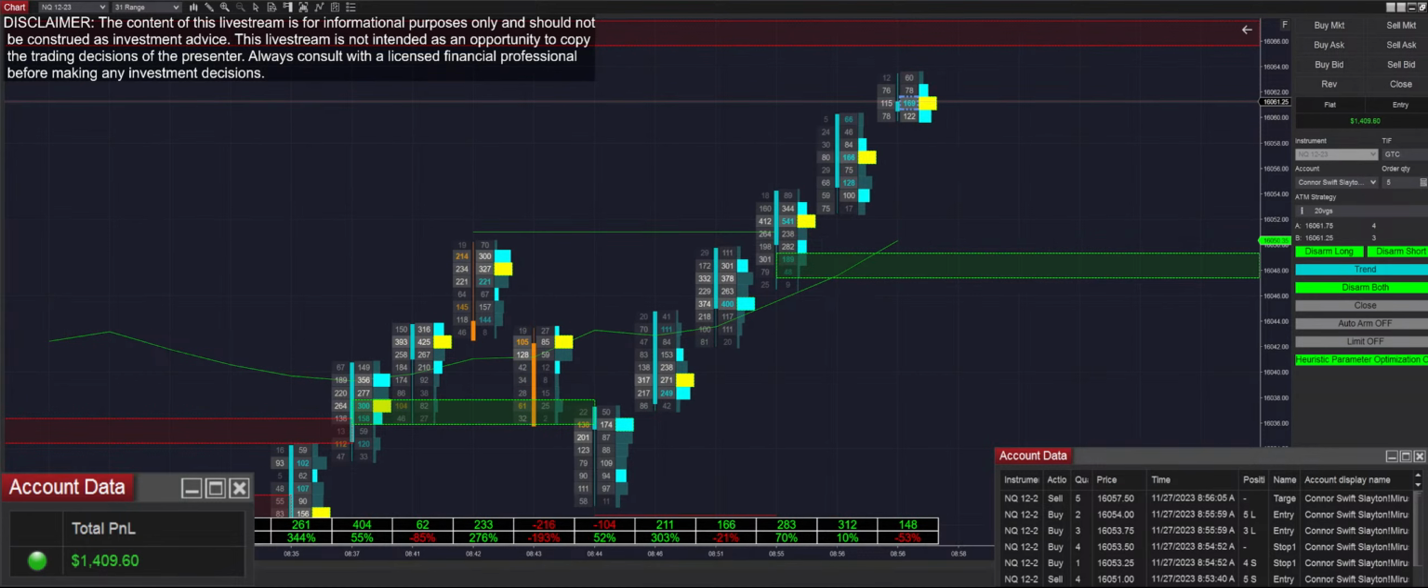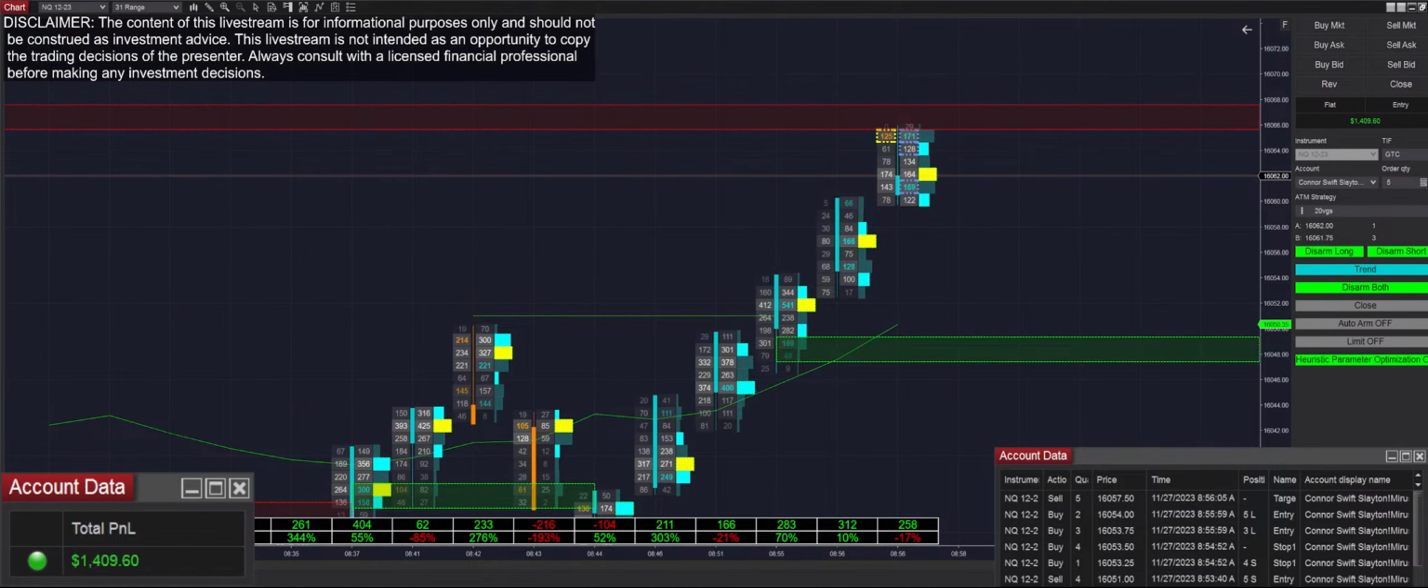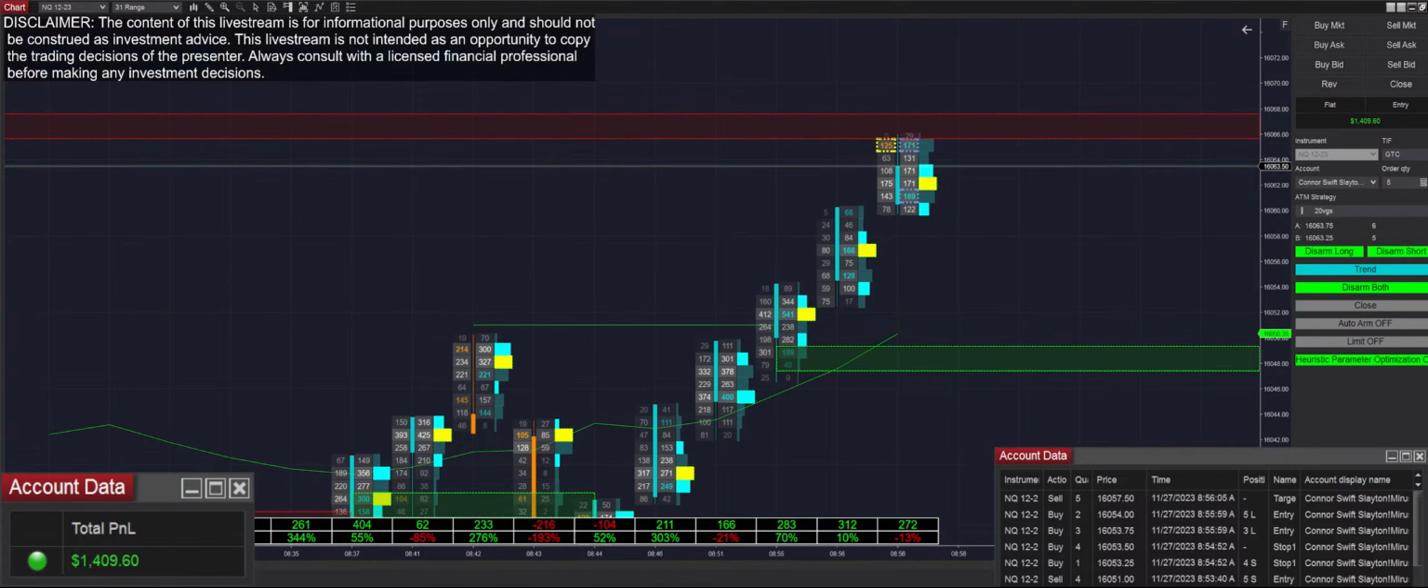Looks like we won that trade there. Just going to be rearming it, obviously. Getting some interesting volatility spike here, which is always nice to see.